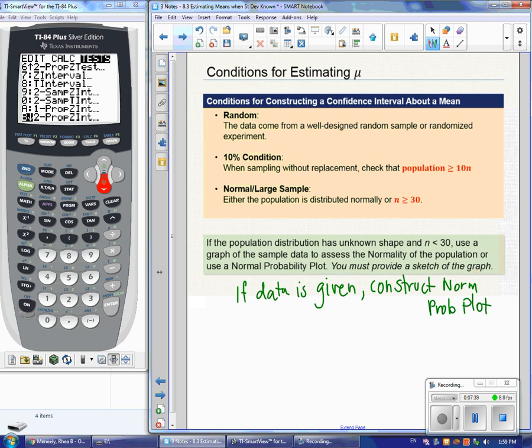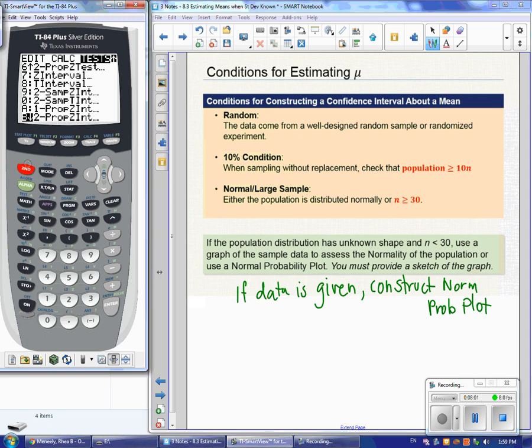So if the distribution of the population isn't given and your sample is less than 30, you must plot the data if it's given to you. If you're not given the data, then you're sort of stuck. And so you can proceed with caution, or you can simply say we can't proceed because the sampling distribution isn't normal. And I'll go back over how to do a normal probability plot.